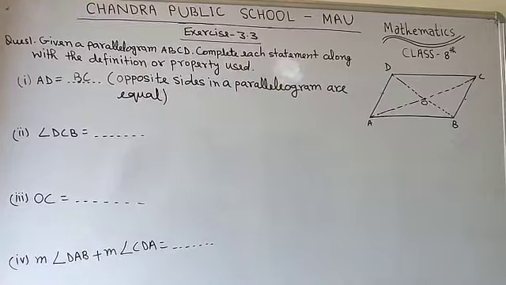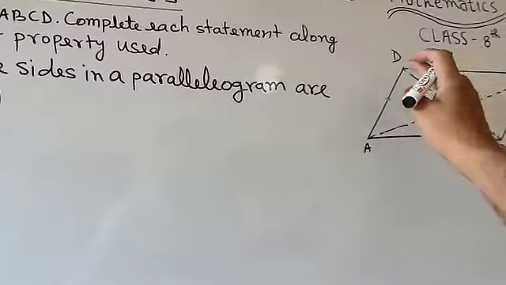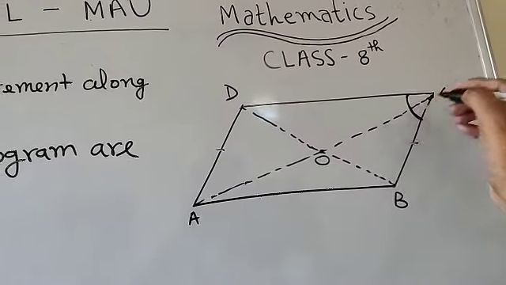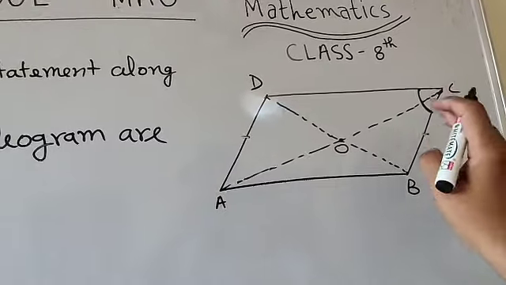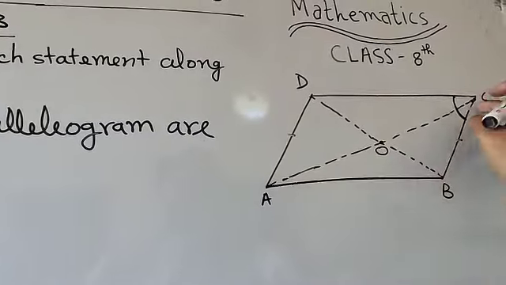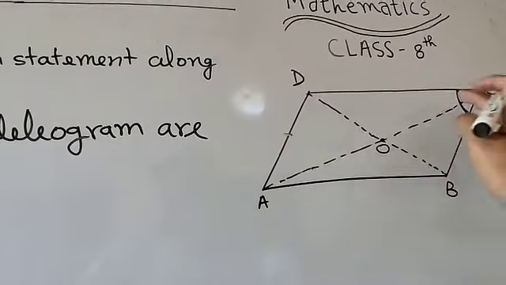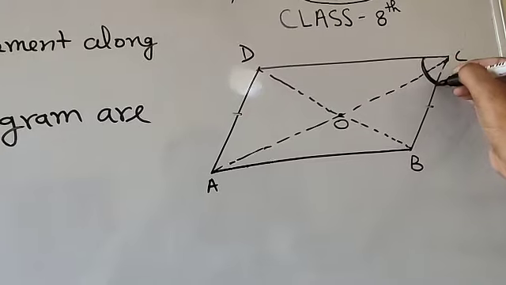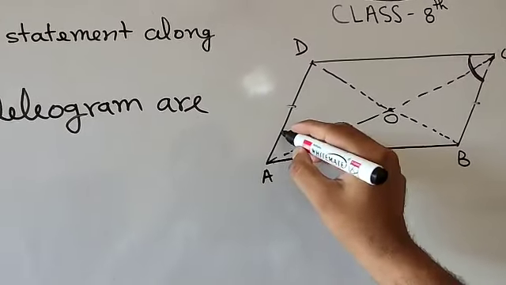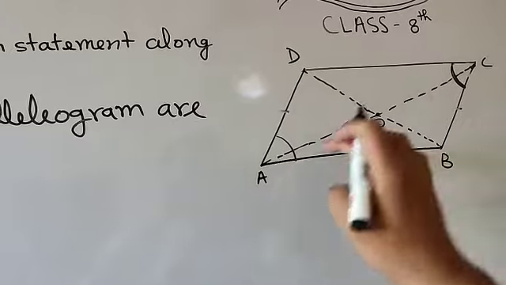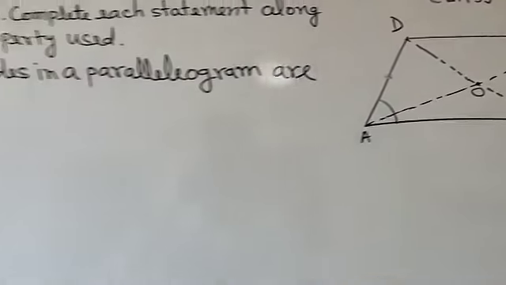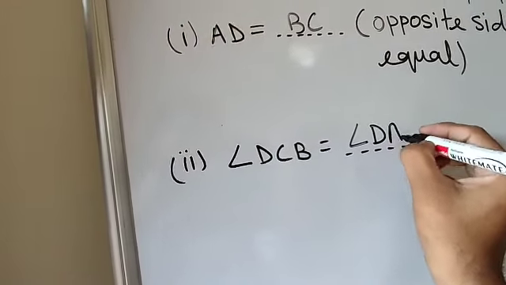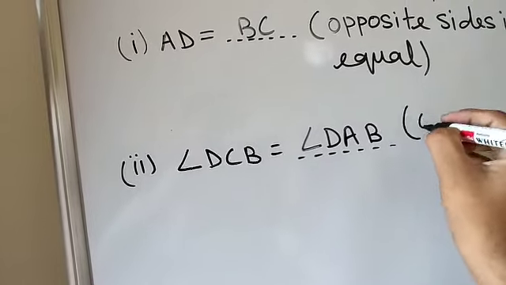Now the second one is given, angle DCB. Here it is asked about this angle, angle DCB equal to. If you revise the property of a parallelogram, you will find that opposite angles in the parallelogram are equal. So what is the opposite angle of angle DCB? That will be angle DAB. So these two angles will be equal when it is a parallelogram. So angle DCB equal to angle DAB. You can again give the reason.